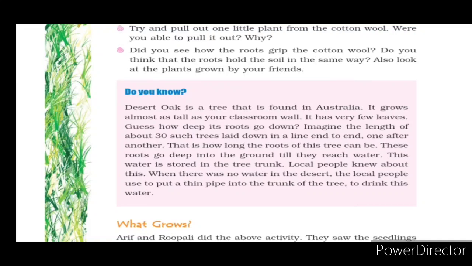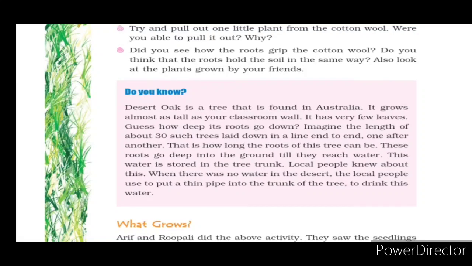In the desert region, we know that there is a very little amount of water present. Some of the areas are quite dry, no water is available. So how can the plants grow over there? The desert oak's height may be up to the height of your classroom, but its roots are going deep inside the ground, maybe like your 30-floor classroom. It means the roots are 30 times bigger than the tree.